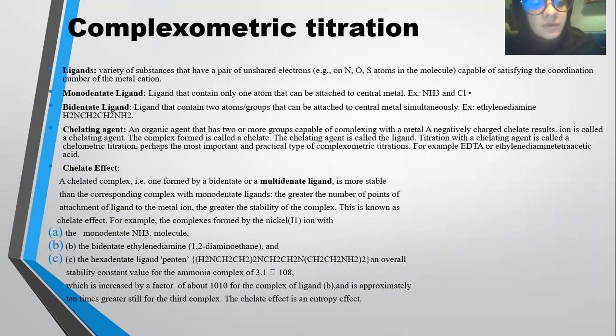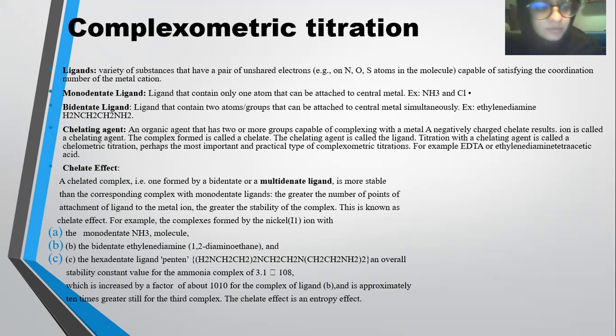Various substances that have a pair of unshared electrons, for example nitrogen, oxygen, and sulfur, are atoms capable of satisfying the coordination number of the metal cations. Monodentate ligands are ligands that contain only one atom that can be attached to the central metal, such as NH3 and Cl. Bidentate ligands contain two atoms or groups that can be attached to the central metal.